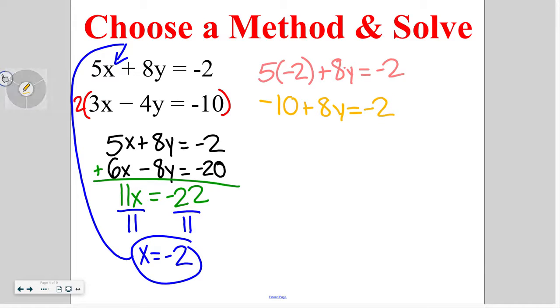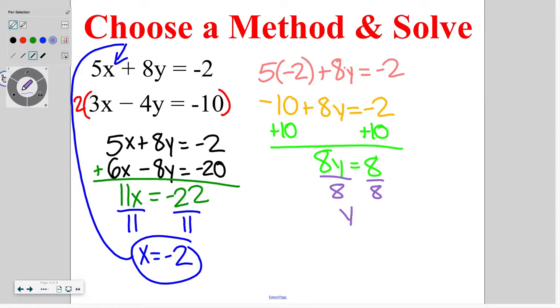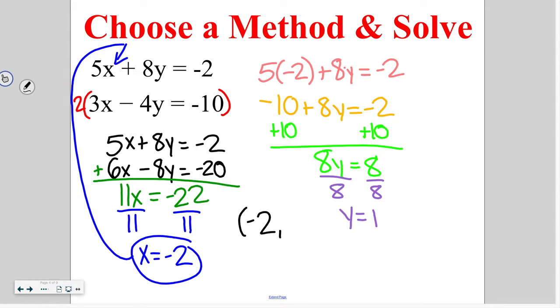I'm going to go ahead and add 10 to both sides and get 8y is equal to 8. When I divide that out, I'm going to get y is equal to 1. So for a final answer of negative 2, 1. So we chose to use elimination on this one because we had variables that we could line up, and it was very difficult to get another variable by itself.